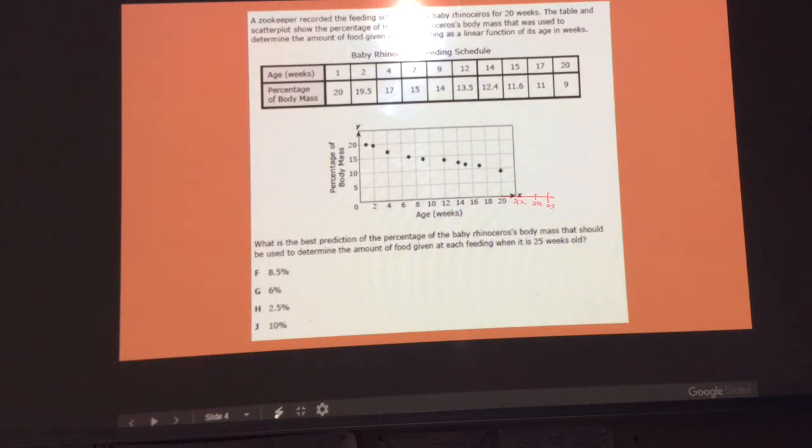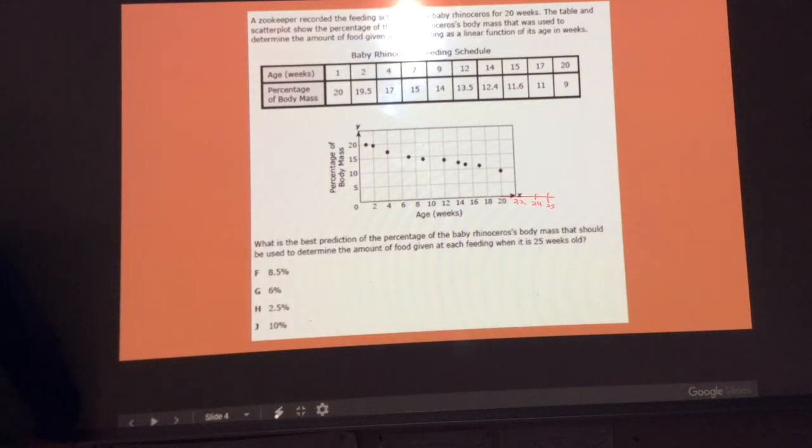And you hit stat again. You go over to the right where it says calculate. And you go down to 4. Hit enter. Calculate. Type in that, write that equation down, and go put it in your Y equals. What place do you want to go to? 3 places past the decimal is great.